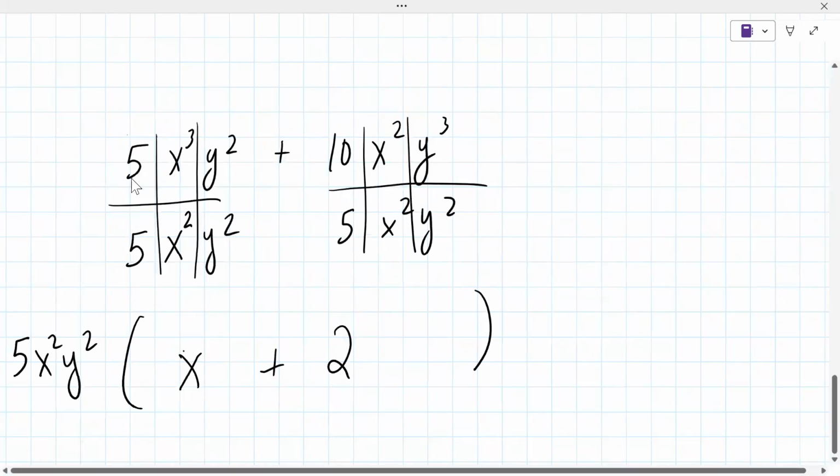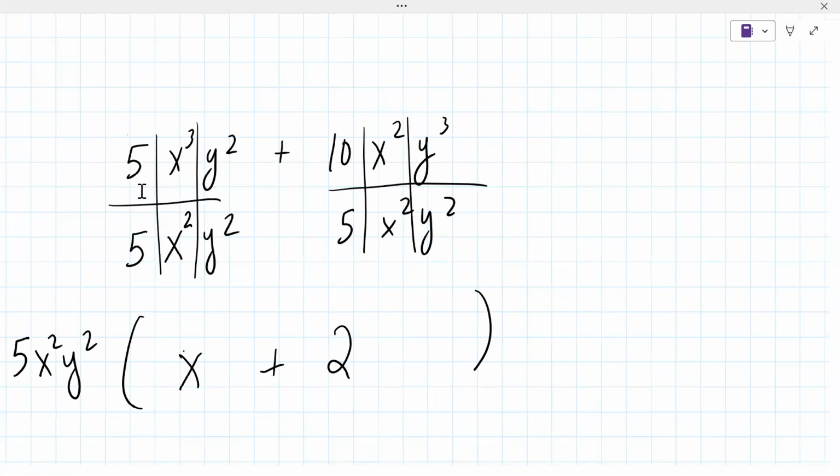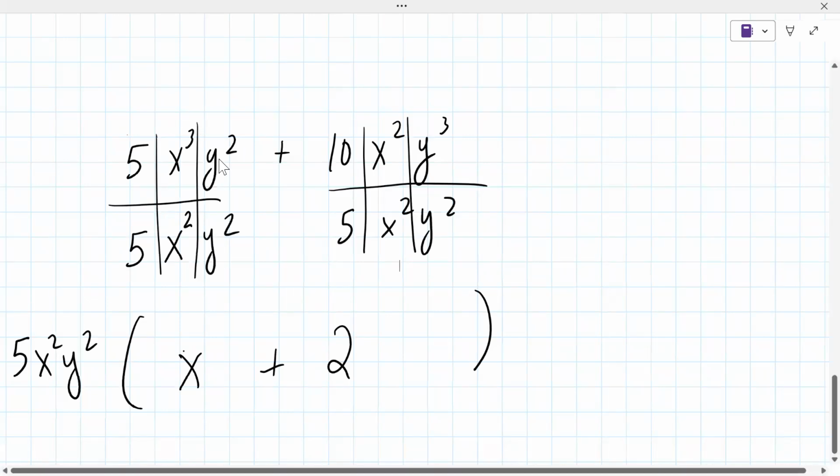Like on the left here, it's 5 divided by 5. That's why you said 1. x cubed over x squared, that's why you said x. y squared over y squared, what happens to those? Would it just be y? If they're the same on the top and bottom, that's why they cancel. So is the y squared the same on the top and the bottom? Yes. So it cancels. That's why it's x.